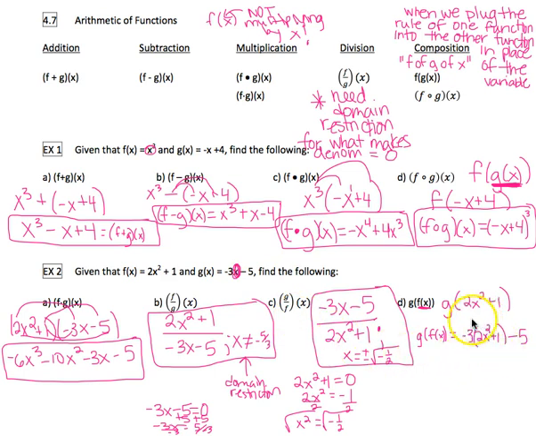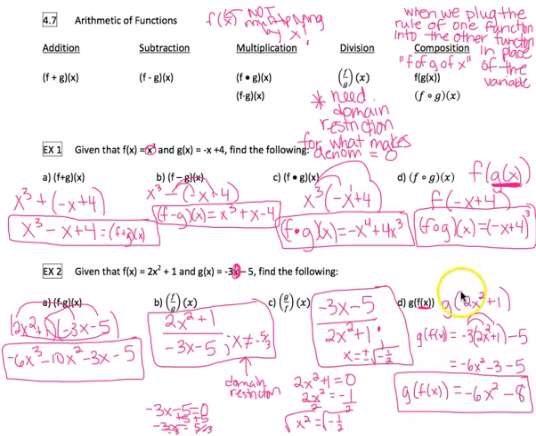Now this one I would simplify because I need to distribute here. So negative 6x squared minus 3 and then minus 5, which gives us a final answer for g of f of x as negative 6x squared minus 8. And so that would be our final answer. So again, you've got 5 different operations to consider, and make sure you reach out if you have questions.